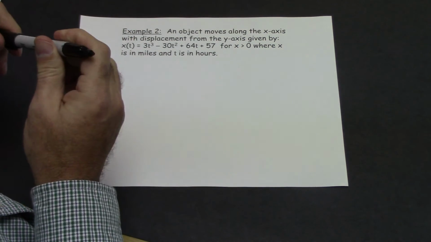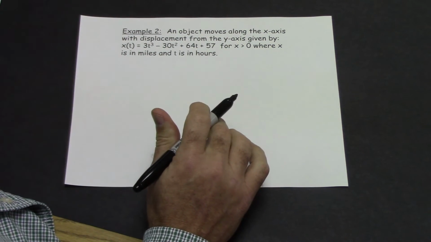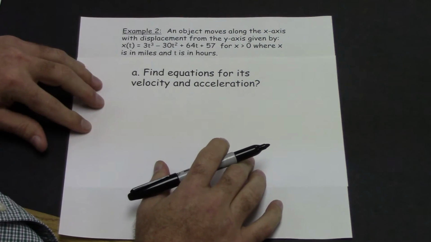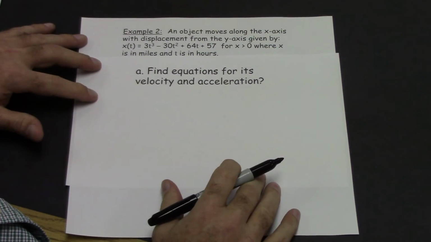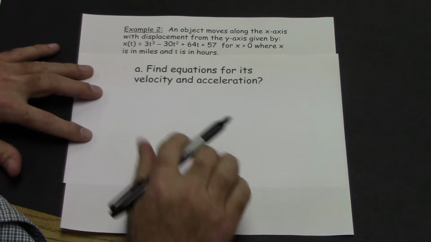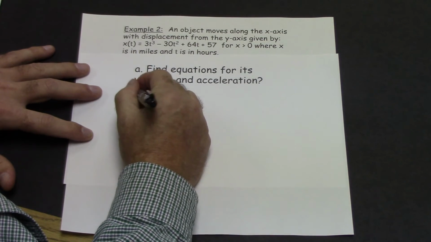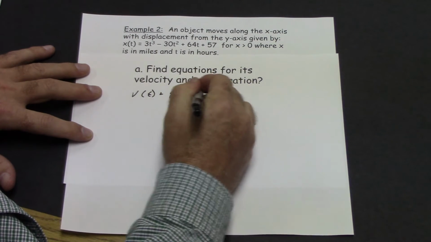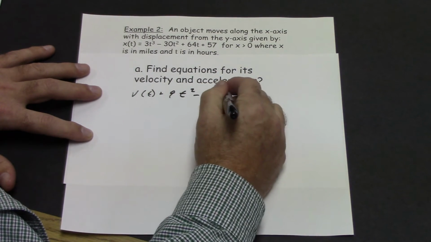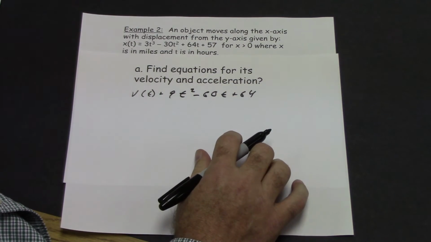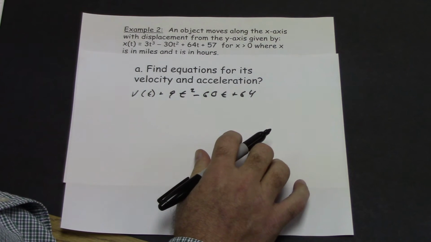Now our first question, that's part A. Let's see if we can find equations for the velocity and acceleration. Well, the velocity is the first derivative. Acceleration is the second derivative. This will be pretty easy here. So our velocity equation, v of t, should be 3 times 3 is 9. So it'll be 9t squared minus 60t plus 64. So this will be our velocity equation.